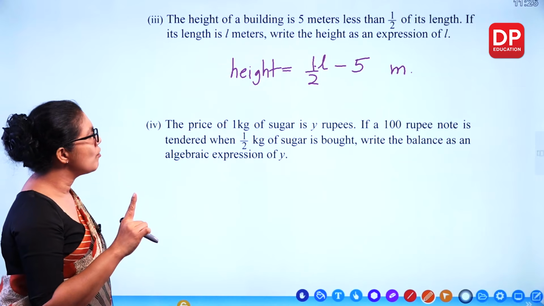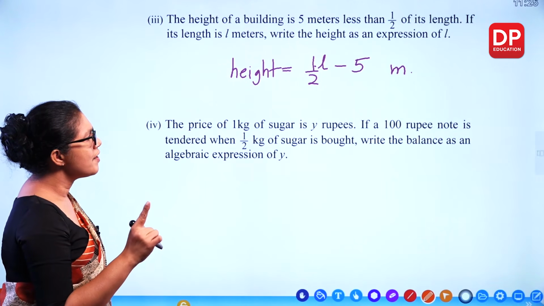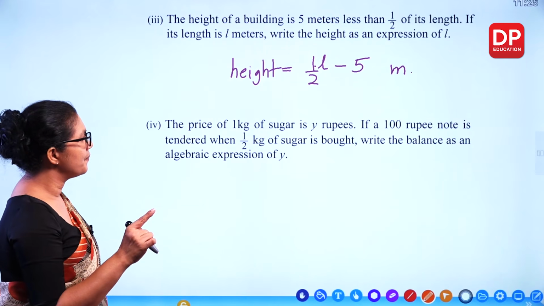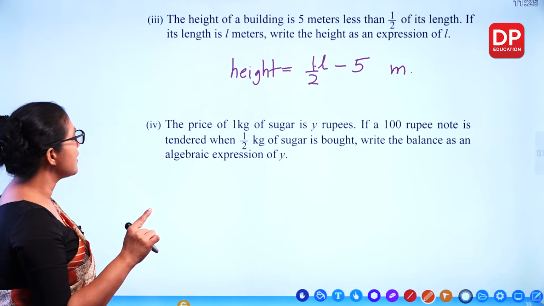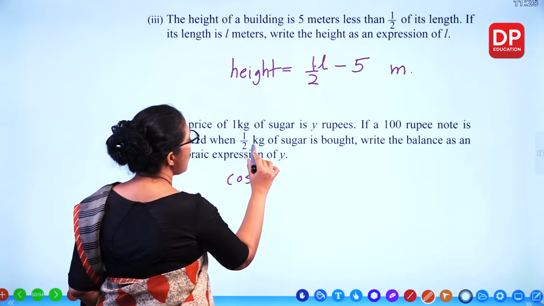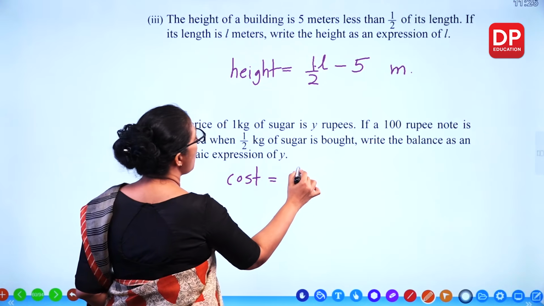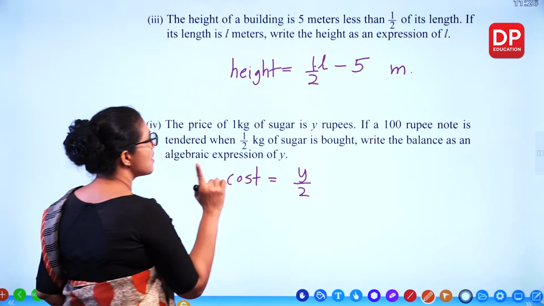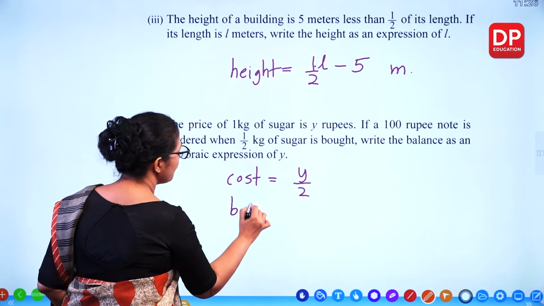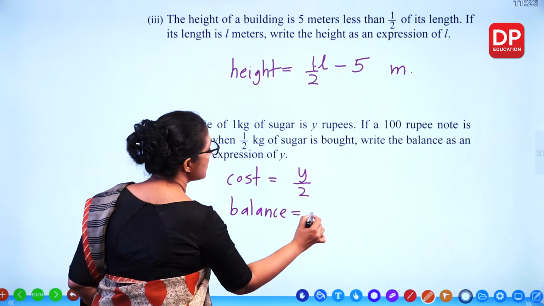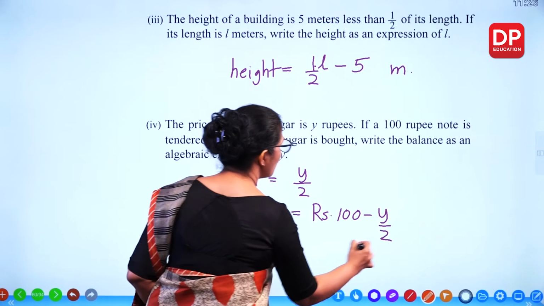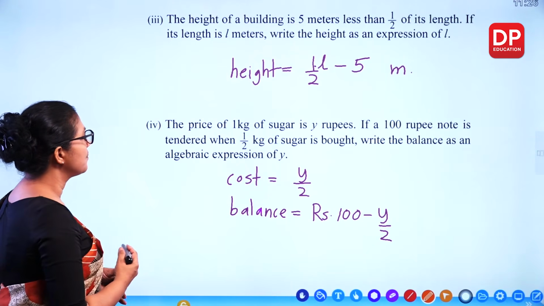The price of 1 kilo of sugar is Y. If a 100 rupee note is tendered when half a kilo of sugar is bought, write the balance as an algebraic expression. So what's the cost of half a kilo of sugar? Y over 2, because Y for 1 kilo divided by 2. Then the balance becomes 100 rupees you give minus Y over 2. That's the balance he receives.